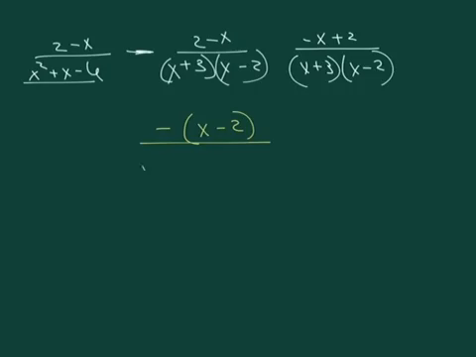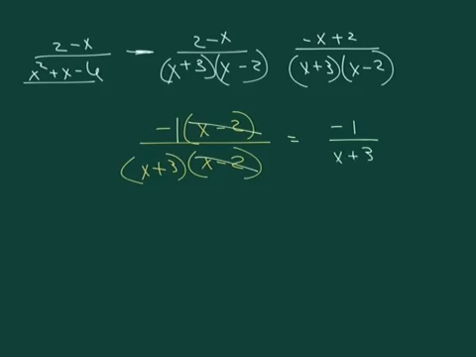And what that does is allow me to cancel that with that. So what do I have on top now? I have a negative nothing. Well, there's always an assumed 1. You cannot just have nothing in the numerator or the denominator. There's always something in there. So that gives me negative 1 over x plus 3 as an answer.